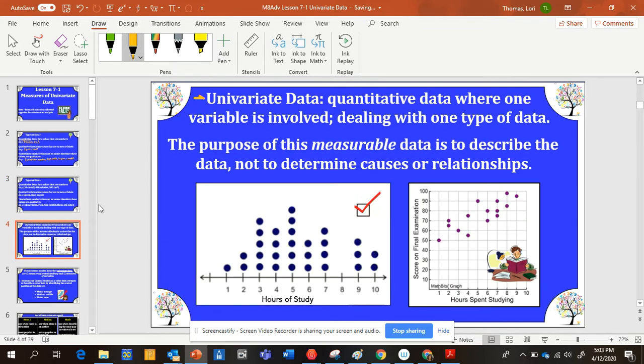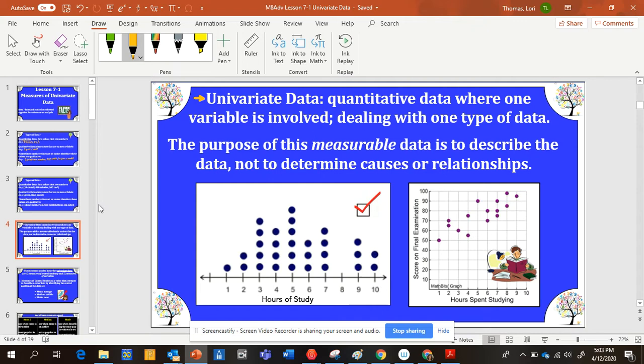And now we're going to break our unit into 2 categories. So we have qualitative, quantitative, but then we also are going to have univariate data, which is one variable, and we'll have bivariate. So the first 2 lessons that we're going to talk about, 7.1 and 7.2, is univariate data. It is quantitative data, so we're talking about numbers, where only one variable is involved. And the purpose of this measurable data, so we can measure it, that's what makes it quantitative, is to describe the data. It is not to determine causes or relationships.